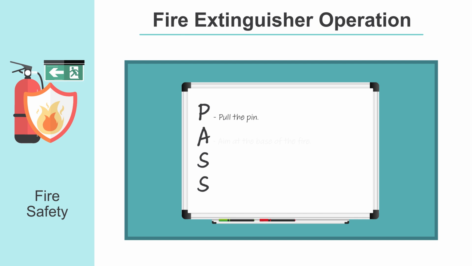A fire extinguisher can be used for small fires, and we use the PASS protocol. Pull the pin, aim at the base of the fire, squeeze the trigger, spray in sweeping motion.